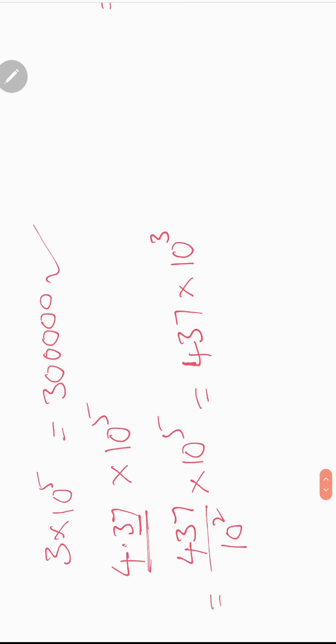Why am I writing like this? According to that law, a power m by a power n is equal to a power m minus n. Powers must be subtracted. After that, 437. So here how many zeros do we have to write? 3 zeros. Power is 3. So 0, 0, 0. So this is the usual form of this one.